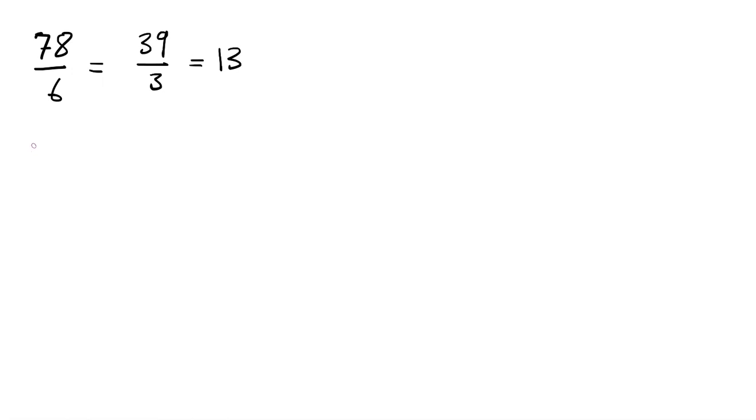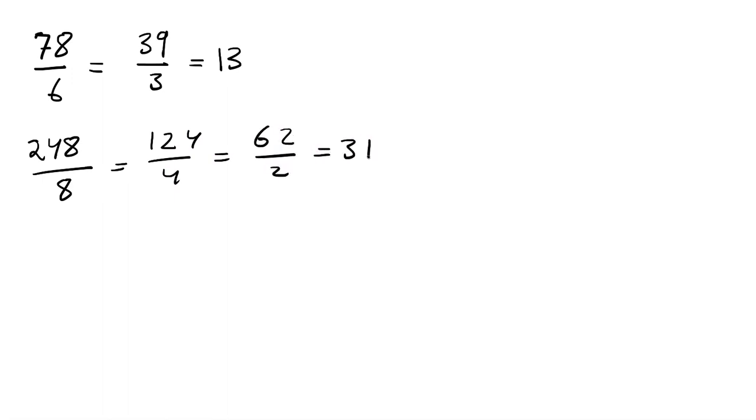Another example, in a similar fashion, you can do 248 divided by 8. And if you repeatedly simplify by dividing by 2, since you have a lot of 2's in the denominator. So first you divide up and down by 2. Then again. And then again. So you get 31.